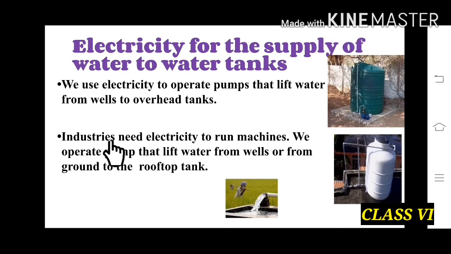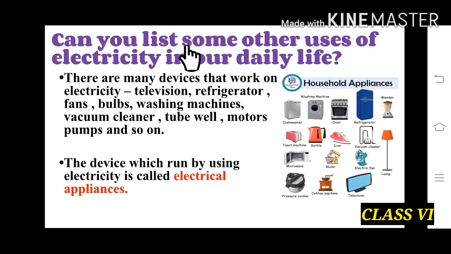And we know that industry also needs electricity to run machines. Without electricity, they can't run machines. We operate pumps that lift water from wells or from the ground to the rooftop. So in this picture we can see that a motor is carrying water from an underground well to the top roof tank. Here we are going to list some other uses of electricity in our daily life.